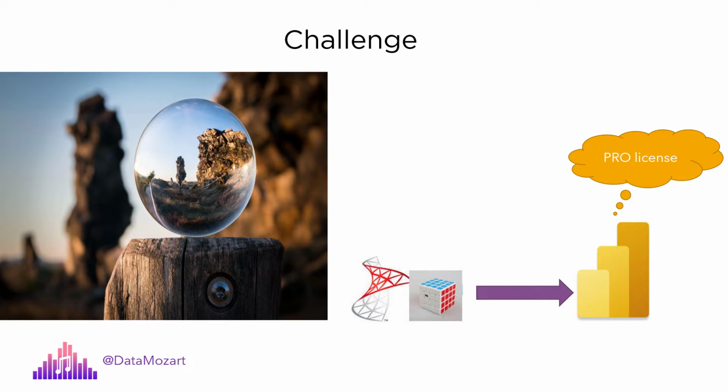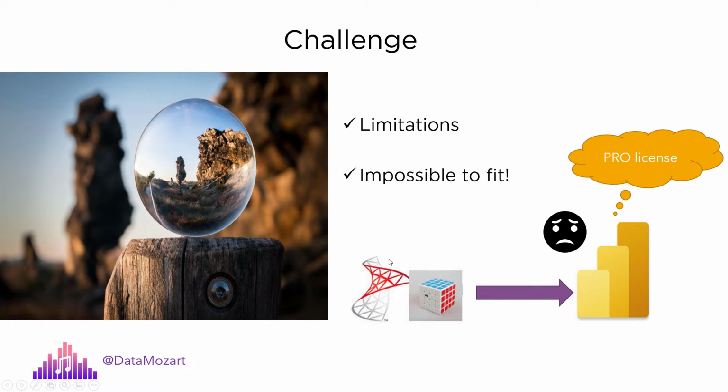I knew at first sight that there is no way to accommodate 200 million rows in under 1 gigabyte, no matter how narrow and optimized this table is. Despite applying all the best practices for data model size optimization, such as reducing the cardinality of the columns, this simply wouldn't work and it looked like it's impossible to fit.